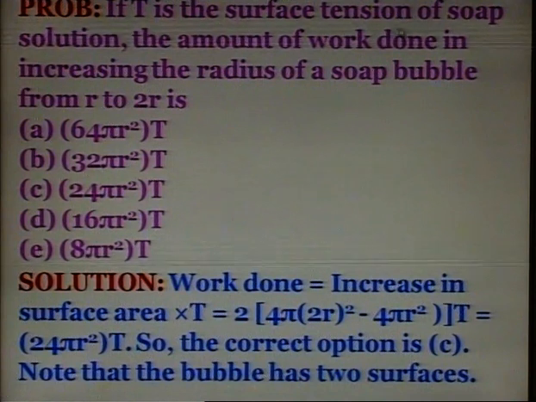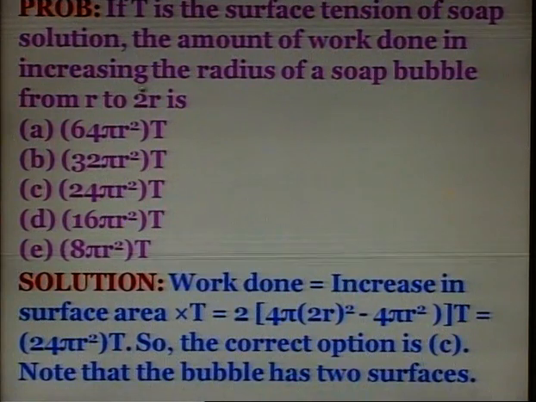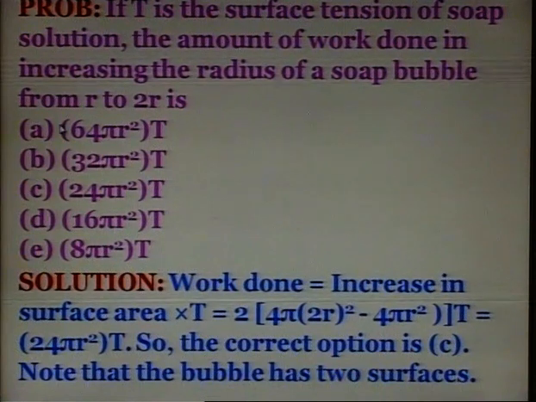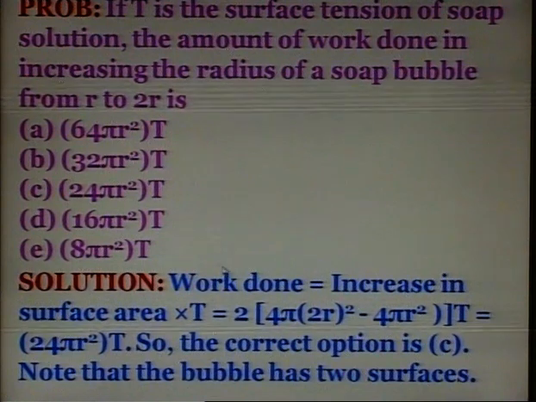If T is the surface tension of a soap solution, the amount of work done in increasing the radius of a soap bubble from R to 2R is. Four options are given. So just see what is the solution.